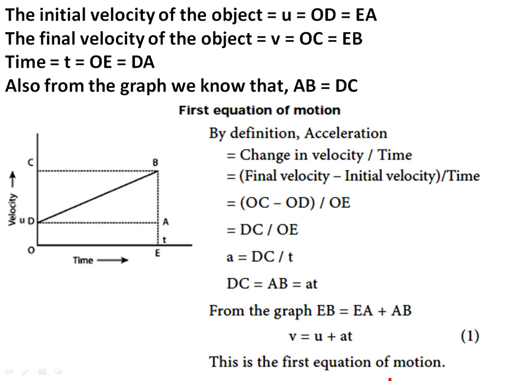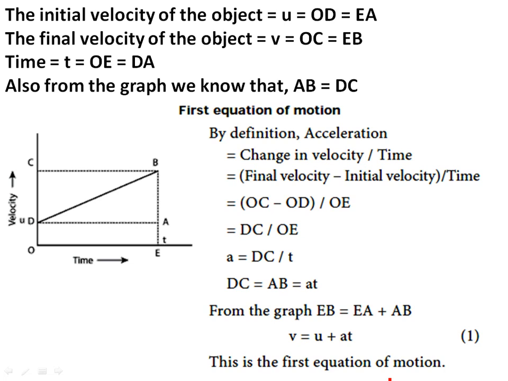The initial velocity of the object equals u, which is equal to OD, which is equal to EA. The final velocity of the object equals v, which is equal to OC, which is equal to EB. Time equals t, which is equal to OE, which is equal to DA. Also from the graph, we know that AB equals DC.